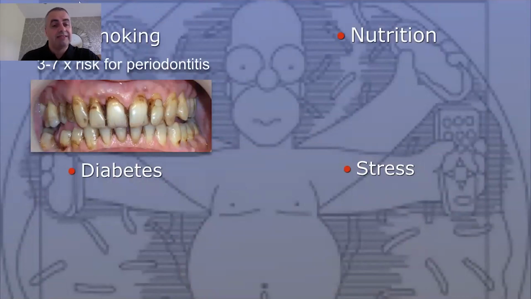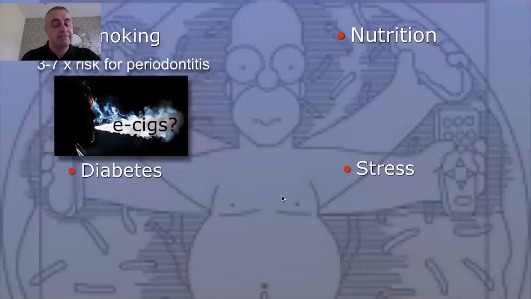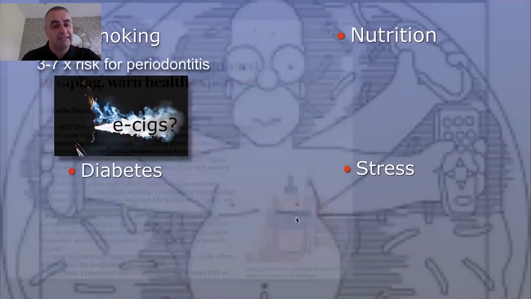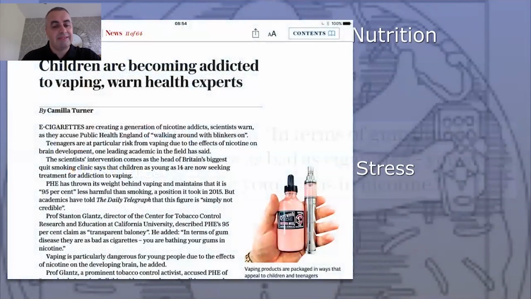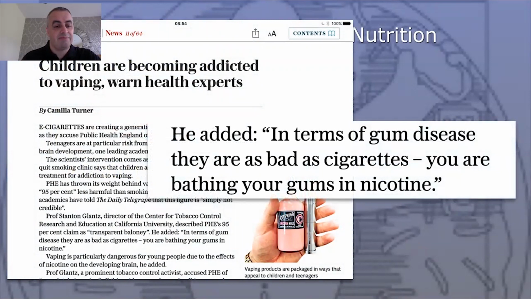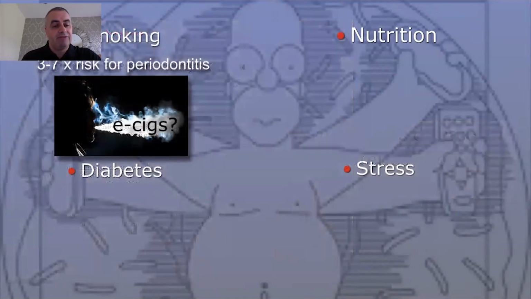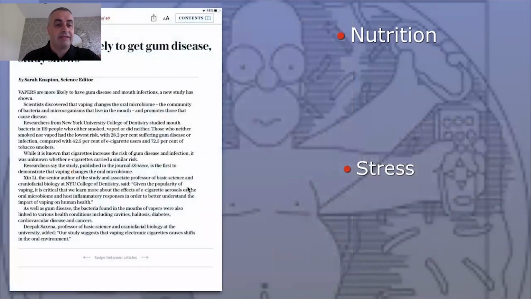We often get asked about e-cigs, and we don't have a huge amount of data on e-cigs, but there's a few nice statements that came out. This is from Professor Glantz from the Center for Tobacco Control and Research in America, and he said, in terms of gum disease, they are as bad as cigarettes, and you are bathing your gums in nicotine. Another paper that's recently come out has said that there's a slight increase in the prevalence of gum disease in patients who are vaping.